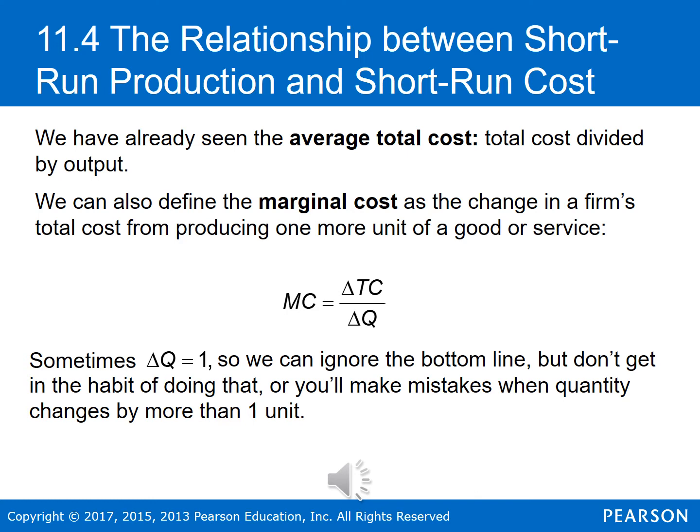So when we use that in formulas, we mean the change in whatever variable it comes in front of. Sometimes the change in the quantity equals 1, so we can ignore the bottom line. So the marginal cost is just the change in the total cost. But that's something you want to avoid getting in the habit of doing, or you'll make mistakes when the quantity changes by more than one unit.